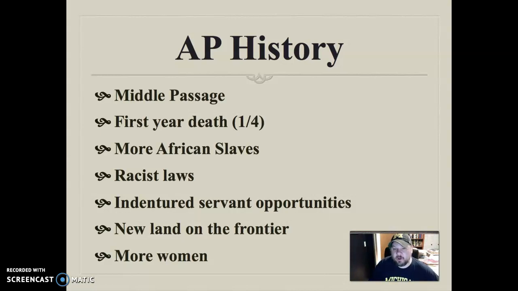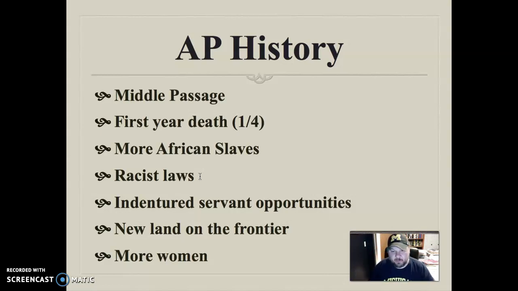The first year of your enslavement, a lot of people died too. They were exposed to illnesses they had no resistance for. About a quarter of slaves definitely died during that. Okay, there were more African slaves as we went along, instead of coming from somewhere else. The laws became much more racist during these times as well. Punishments on indentured servants were once one situation, and then all of a sudden they were a different set of circumstances for African slaves.